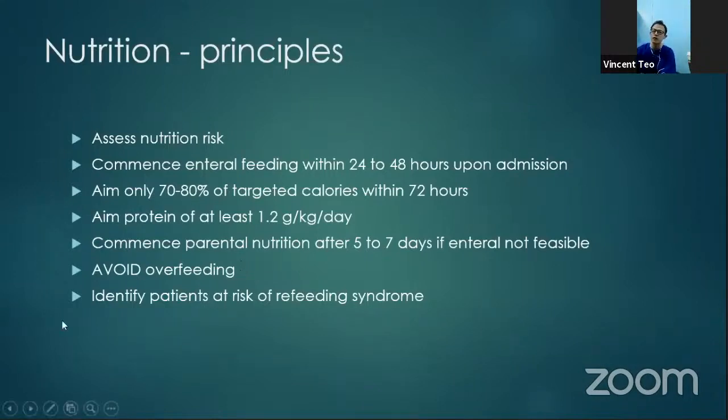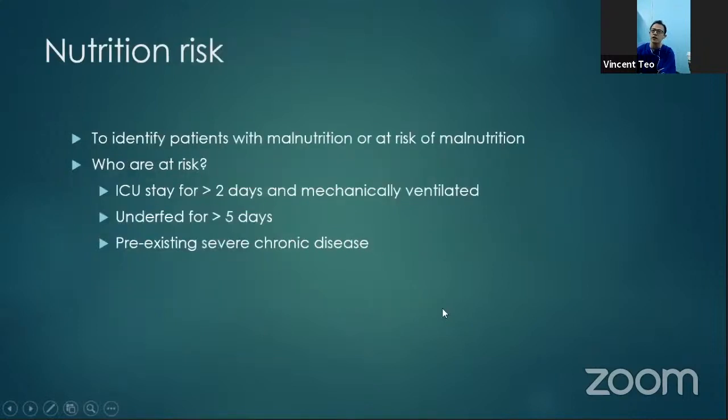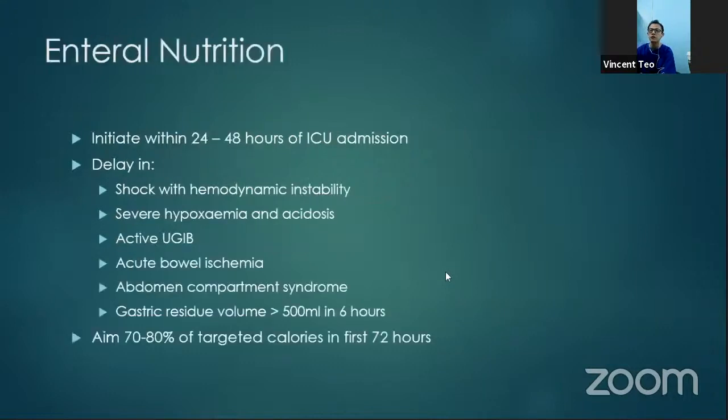So of course, whoever is malnourished will be at risk of refeeding syndrome and should be identified. Those at risk of malnutrition are generally those who have pre-existing chronic diseases, those who are underfed for more than 5 days, and those who are admitted to ICU and mechanically ventilated for more than 2 days. So thankfully, like what I mentioned again, our patients are overnourished and they tend to have better reserve.